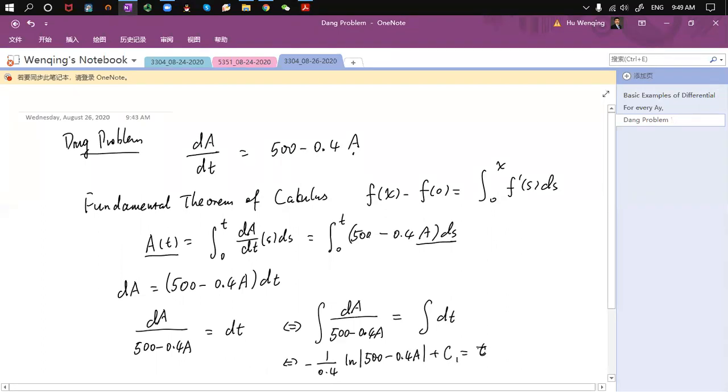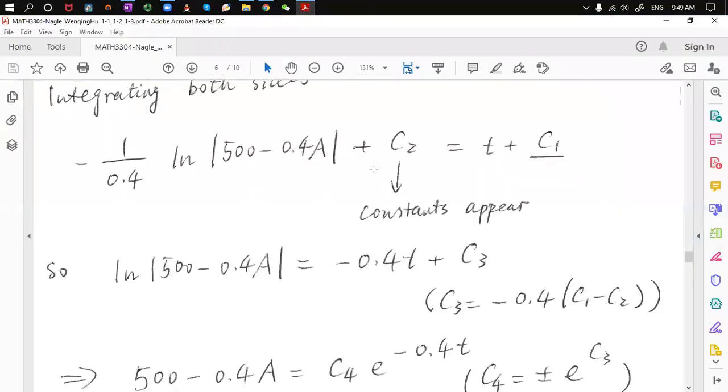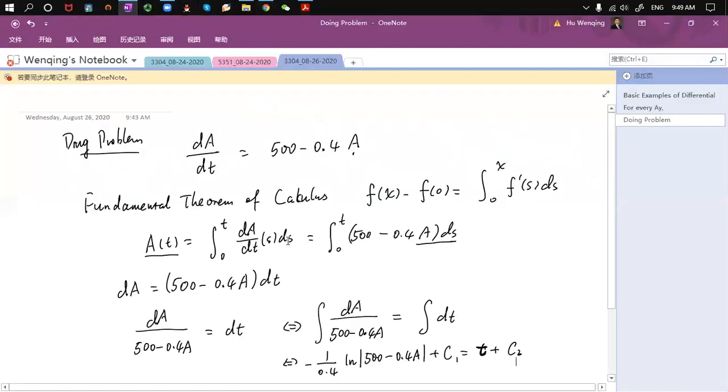So the antiderivative of dt is t plus another constant C2, right? So you're going to have such a relation between the antiderivatives of the logarithms. So you have this relation, t plus C2. That also gives us such a phenomenon: when you integrate a differential equation, you are looking for the antiderivatives, and once you have them, there might be some unknown constants that appear in this equation.